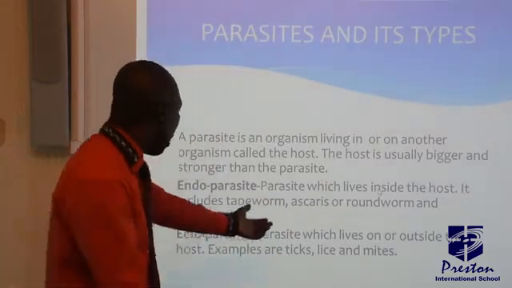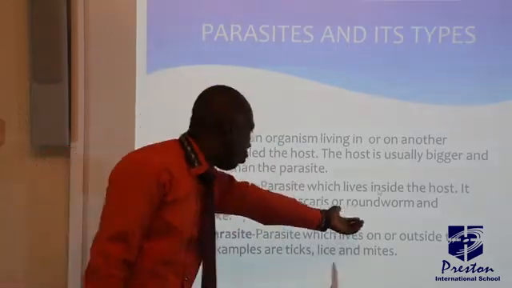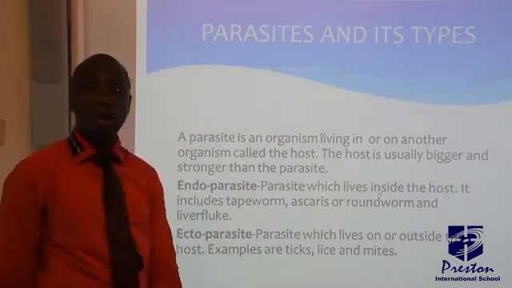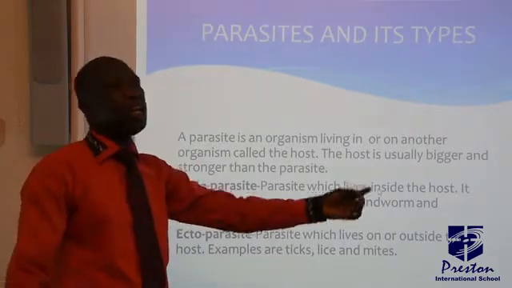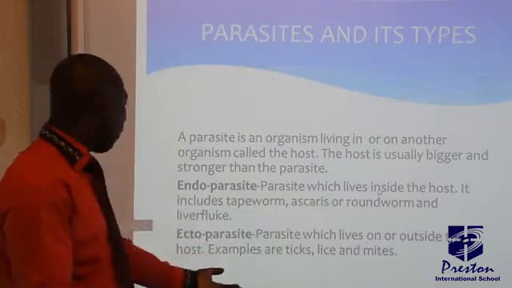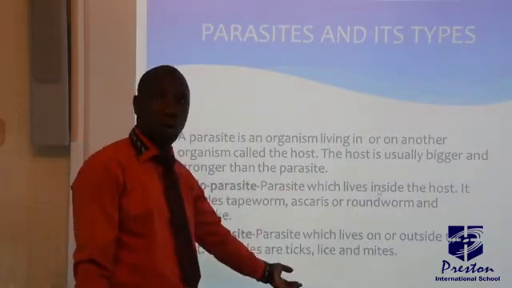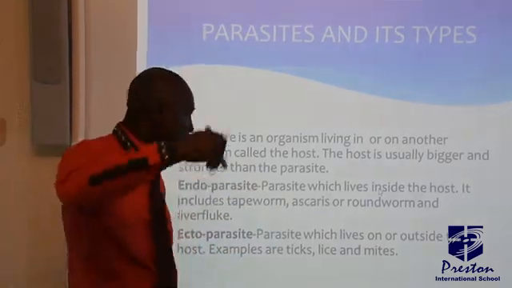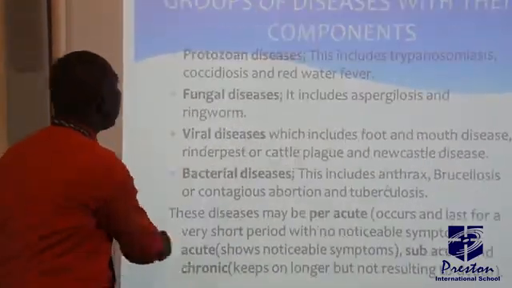And examples here, we have tapeworm. You have ascaris or roundworm, and this one we can see in humans. Then we also talk of a liver fluke. Then when you talk of ectoparasites, they are parasites that live on the outside of the host. Examples of it are your ticks, your lice, and mites. Some of you have dogs at home. You see these ticks on them. They live on your dog, and you have a means of removing them.